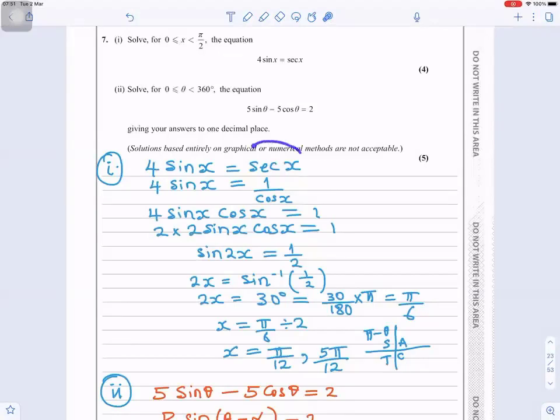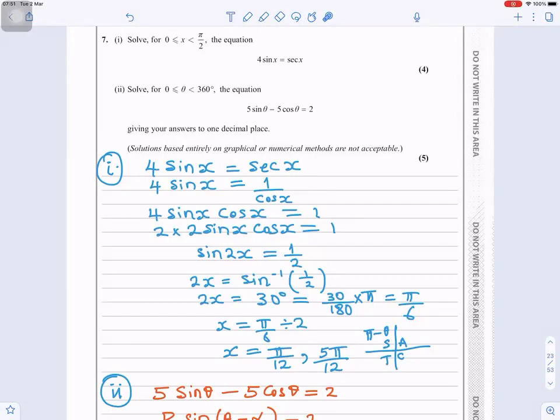So you want to change sec x and write it as 1 over cos x. And you take the cos x from the right-hand side to the left side, it becomes times. So it becomes 4 sine x cos x equals 1. 4 is the same as 2 times 2. The reason we do that is because we would have 2 sine x cos x, and that reminds us of sine 2x.